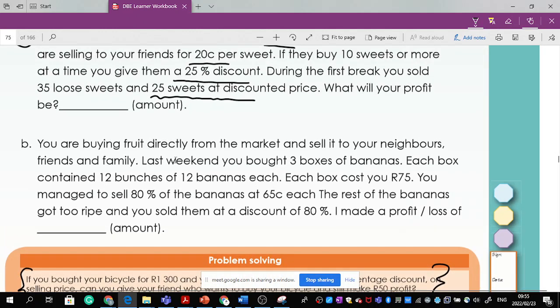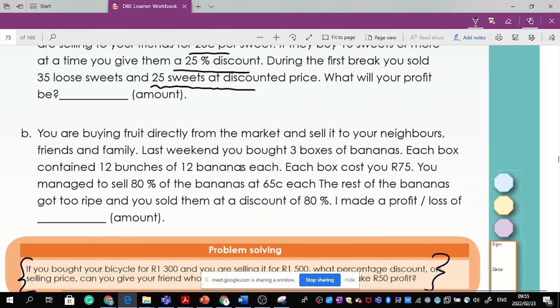You are buying a fruit directly from the market and sell it to your neighbors, friends, and family. Last weekend, you bought 3 boxes of bananas. Each box contained 12 bunches of 12 bananas. Each box cost you 75 rands. You managed to sell 80% of the bananas at 65 cents each. The rest of the bananas got too ripe and you sold them at a discount of 80%. Okay, this is much more clearer.